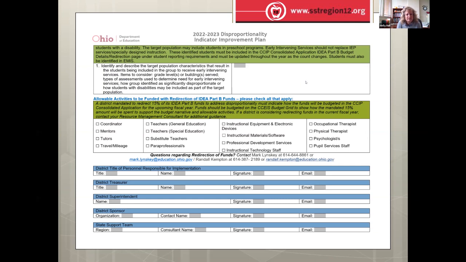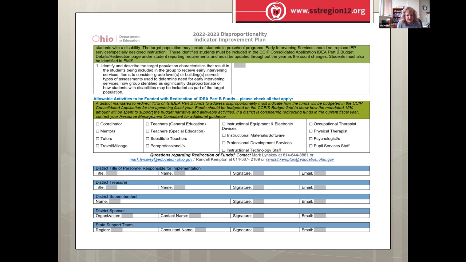Here, we're going to identify and describe the target population and characteristics that result in the students being included in the group to receive these services, these early intervening services. And this part is new. This did not exist last school year in terms of it being embedded within this plan, to my knowledge.